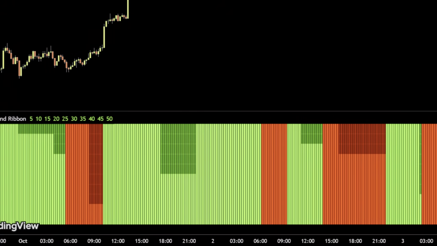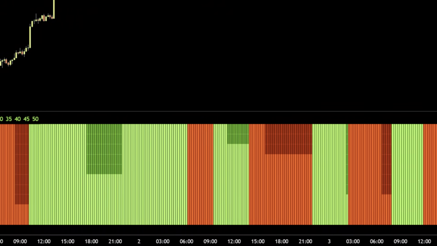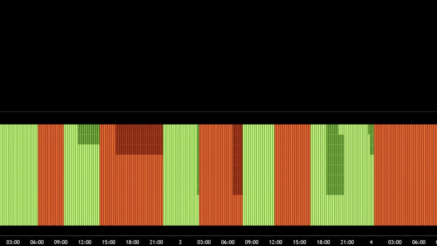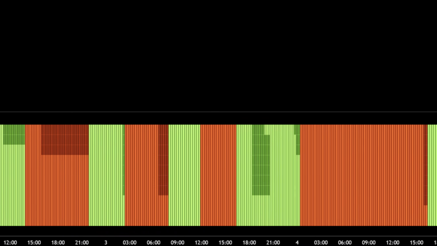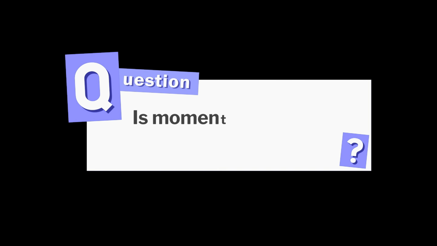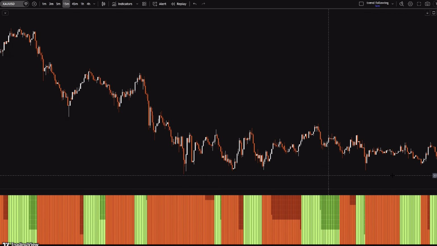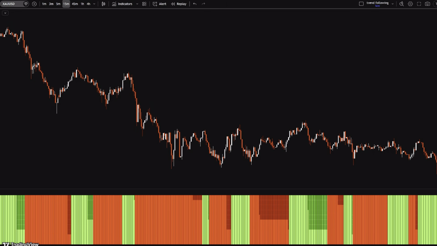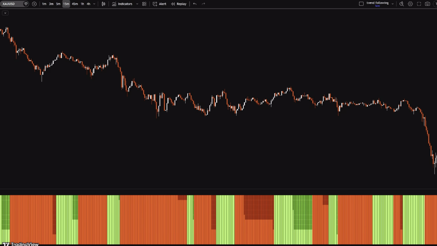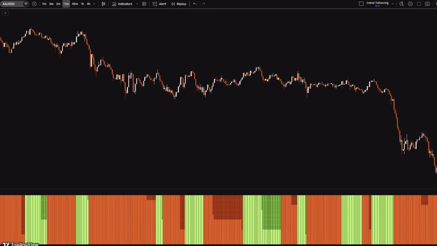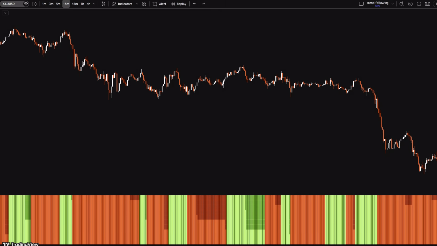This indicator calculates the trend's direction using a user-defined length and displays momentum through colored columns. In simple terms, it helps answer a very important question. Is momentum actually supporting this move? Because trend and momentum are not always the same thing. A market can still technically be in an uptrend while momentum is fading. A market can still technically be in a downtrend while buyers are temporarily pushing price higher. That's why momentum confirmation matters.